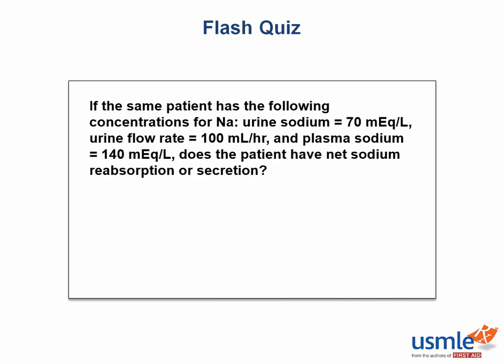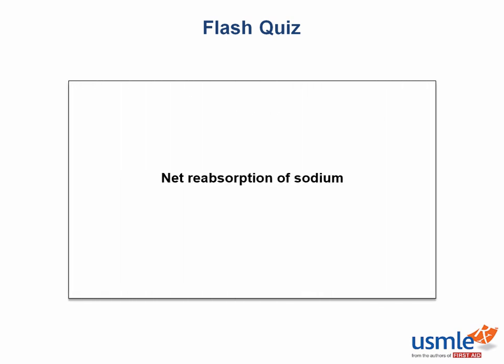Time for another flash quiz. If the same patient has the following concentration for sodium, with a urine sodium of 70 milliequivalents per liter, a urine flow rate of 100 milliliters per hour, and a plasma sodium of 140 milliequivalents per liter, does this patient have net sodium reabsorption or net sodium secretion? Answer: net reabsorption of sodium.